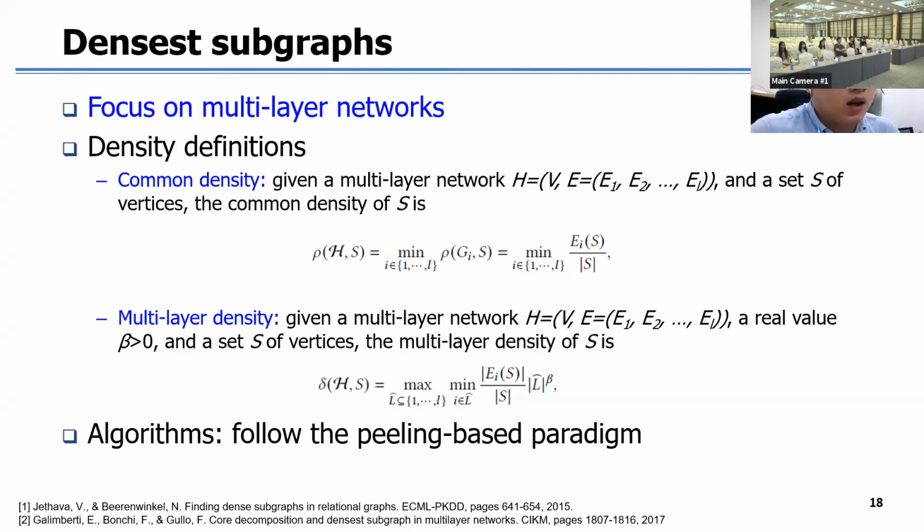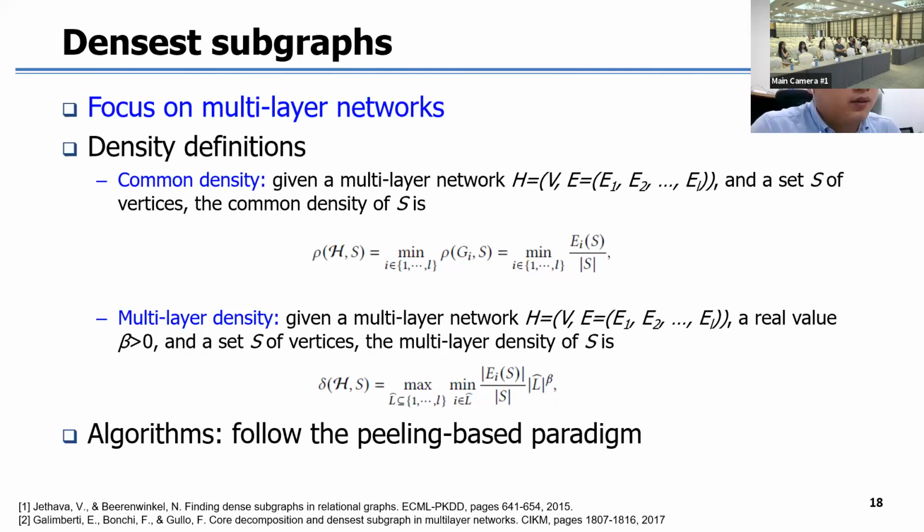To find the dense subgraph, the exact algorithms are often very costly, so researchers often try to develop approximation algorithms by following the peeling-based paradigm. That is, we first remove the vertices that are not likely to be in the subgraph, and during the removal process, we try to return the subgraph with the highest density.